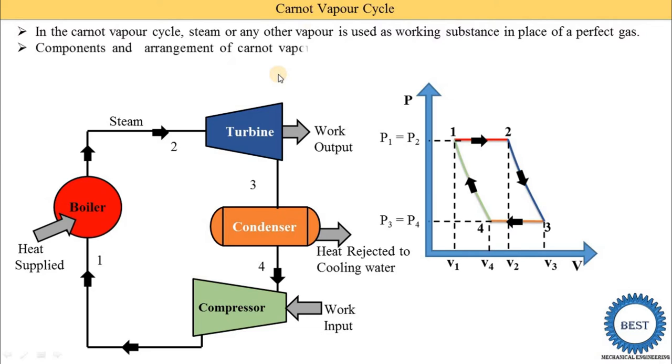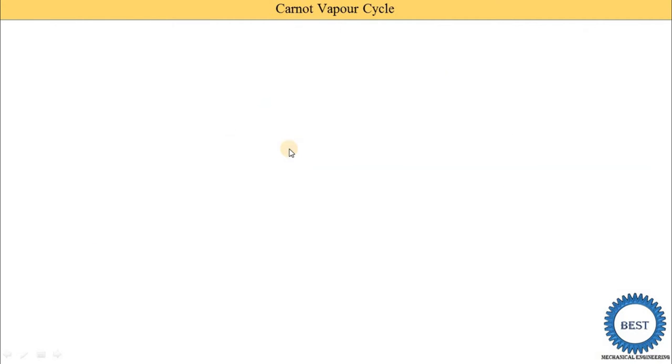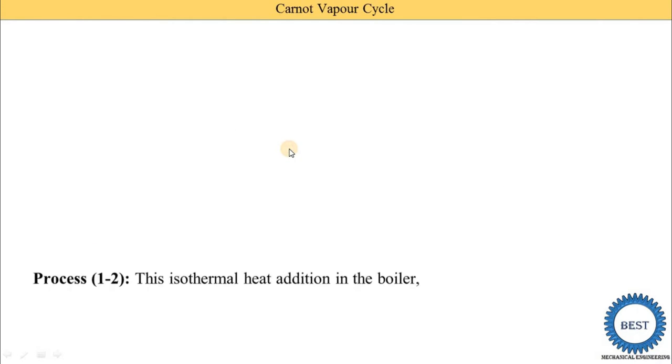The components and arrangement of the Carnot vapor cycle are shown in this figure. These are the various components: first is the boiler, second is the turbine, then the condenser and the compressor. The same is represented on the PV diagram in figure B. So this is the PV diagram and the various processes are drawn here.